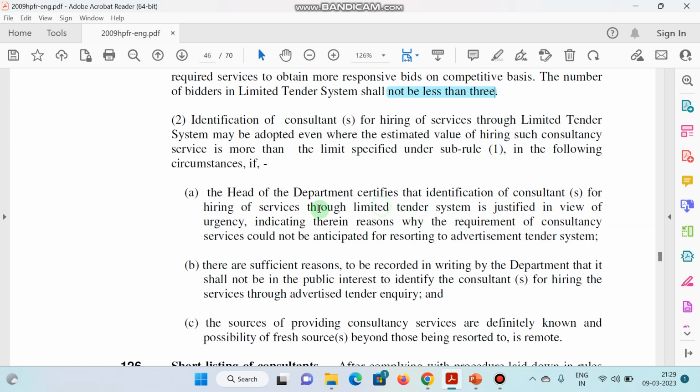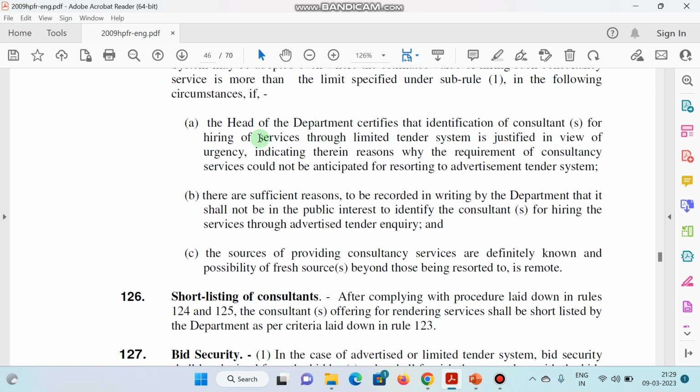So you have to give a reason when you follow this limited tender system method over the advertised tender system method. And there is sufficient reason to be recorded in writing by the department that it shall not be in the public interest to identify the consultant through the advertised tender method. So you have to report why you did not use the advertised tender method and why you go for the limited tender method. You have to document the entire documents.